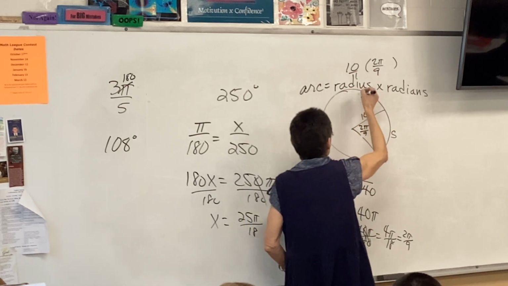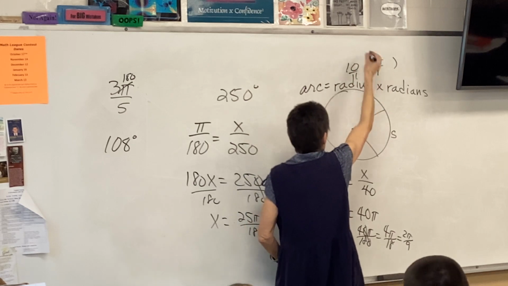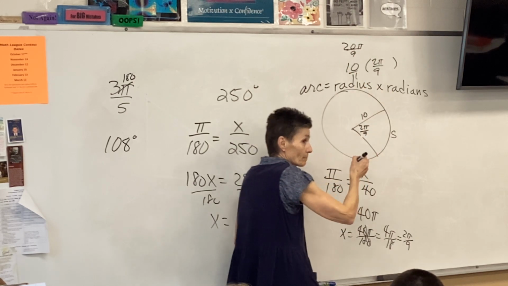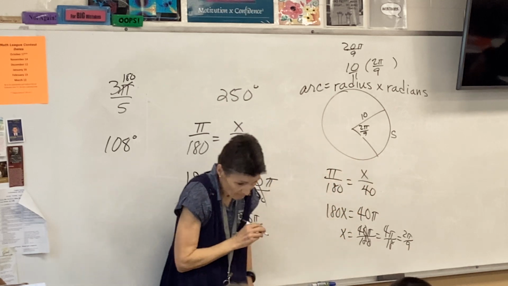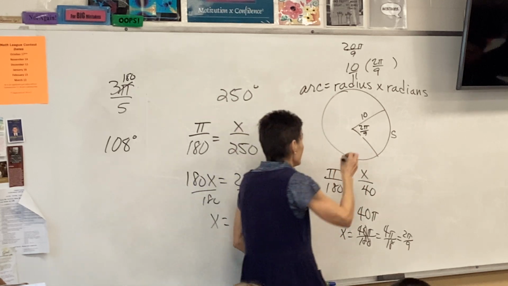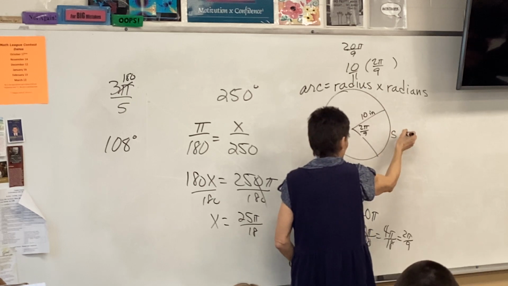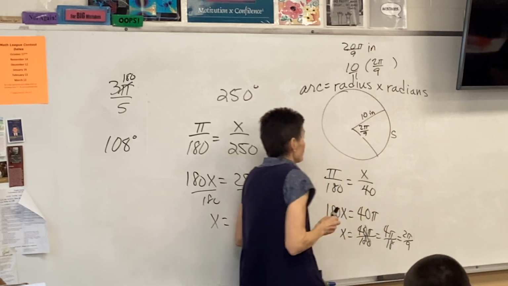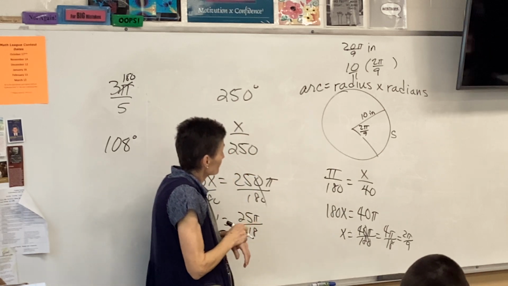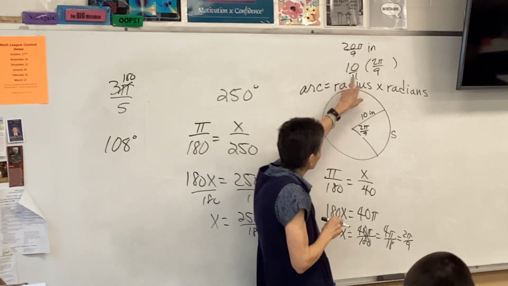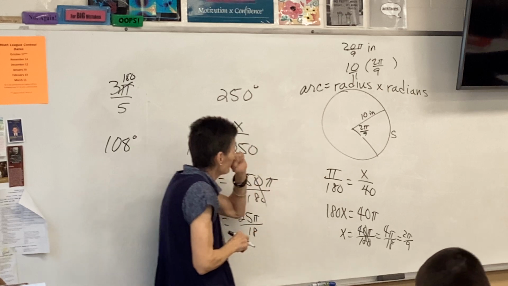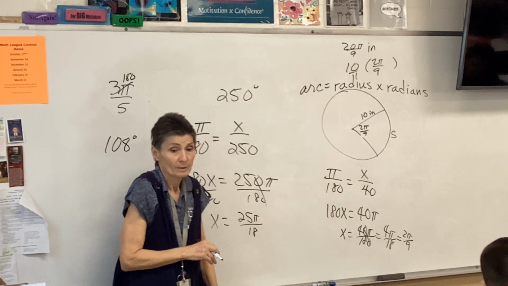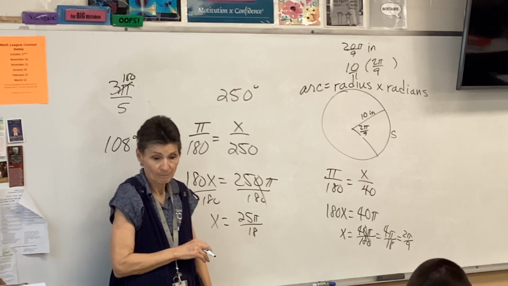So what is that? 20 pi over 9. And that actually has a unit. This is what I'm finding right here, the arc length. So it's going to be inches, just like the radius. So 10 over 1 times 2 pi over 9, 20 pi over 9 inches is the answer.